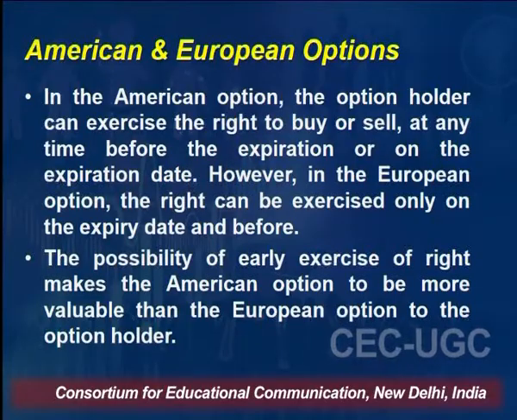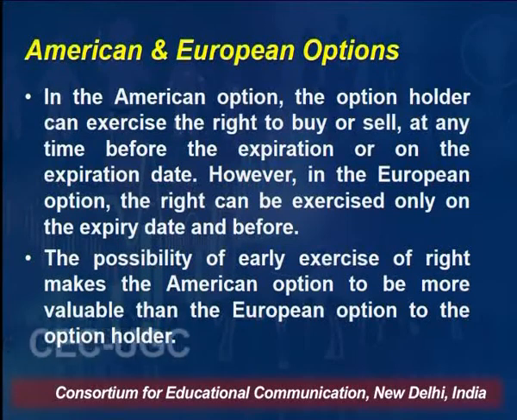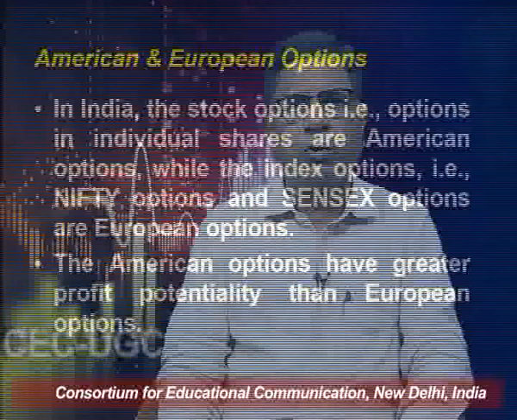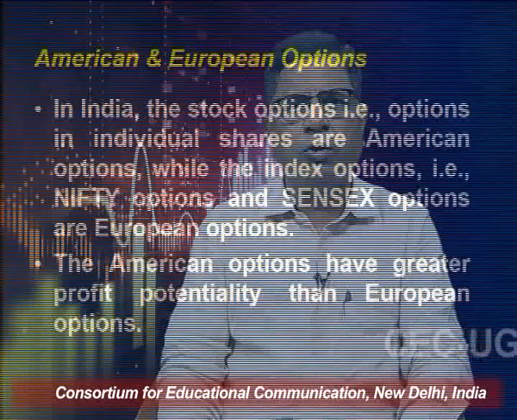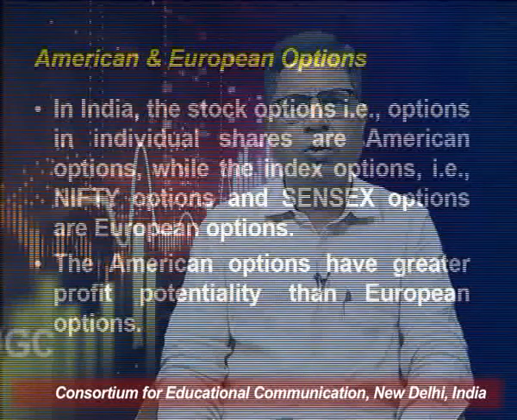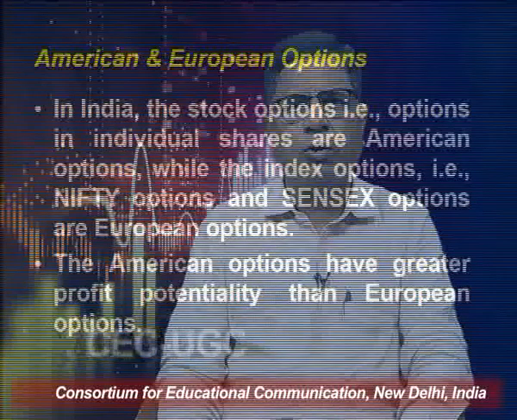The possibility of early exercise of the right makes the American option more valuable than the European option to option holders. In the case of European option, on the day of the expiry, the contract will be exercised. But in the case of American option, any time before the expiry date, the option can be exercised. In India, the stock options on individual shares are American options, while the index options, that is the Nifty and the Sensex options, are European options. So the American options have greater profit potential than the European options.